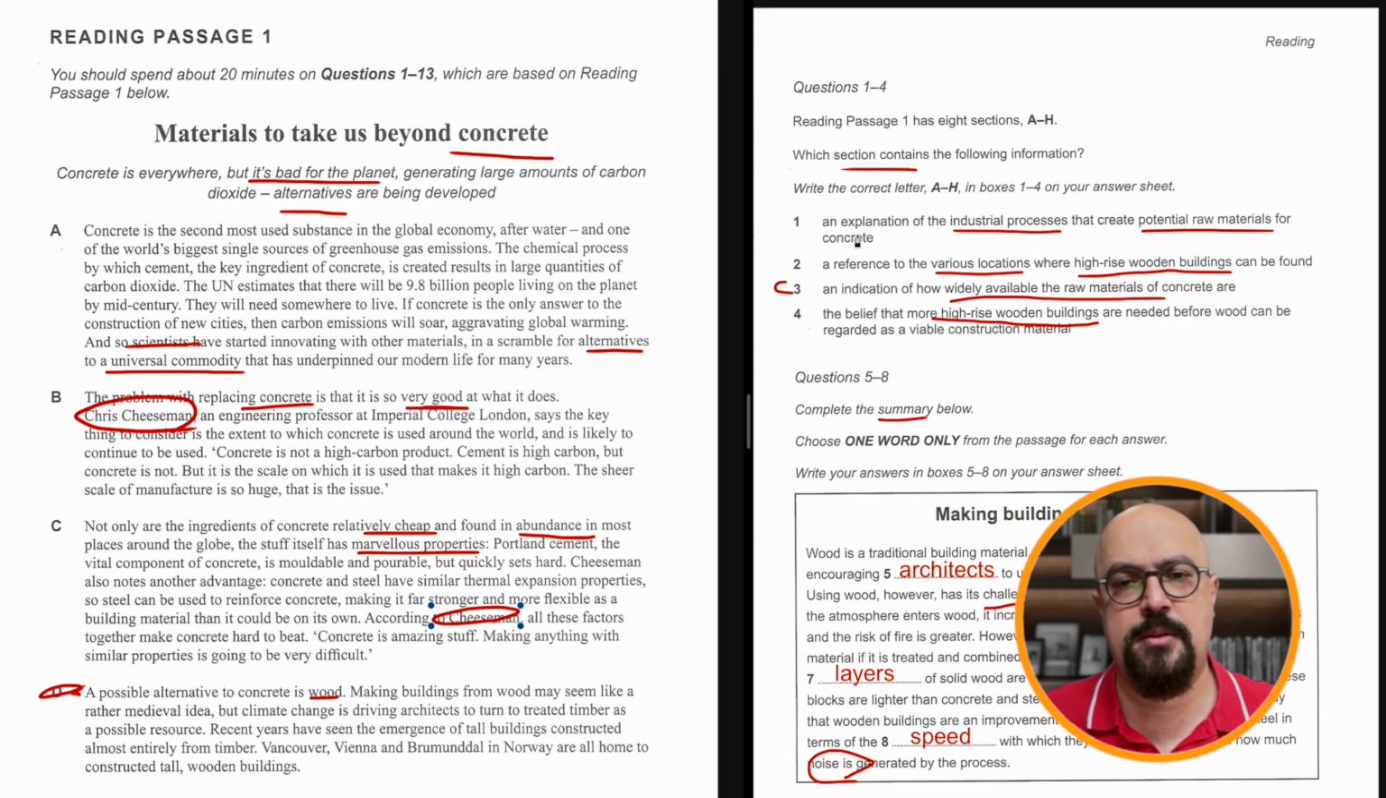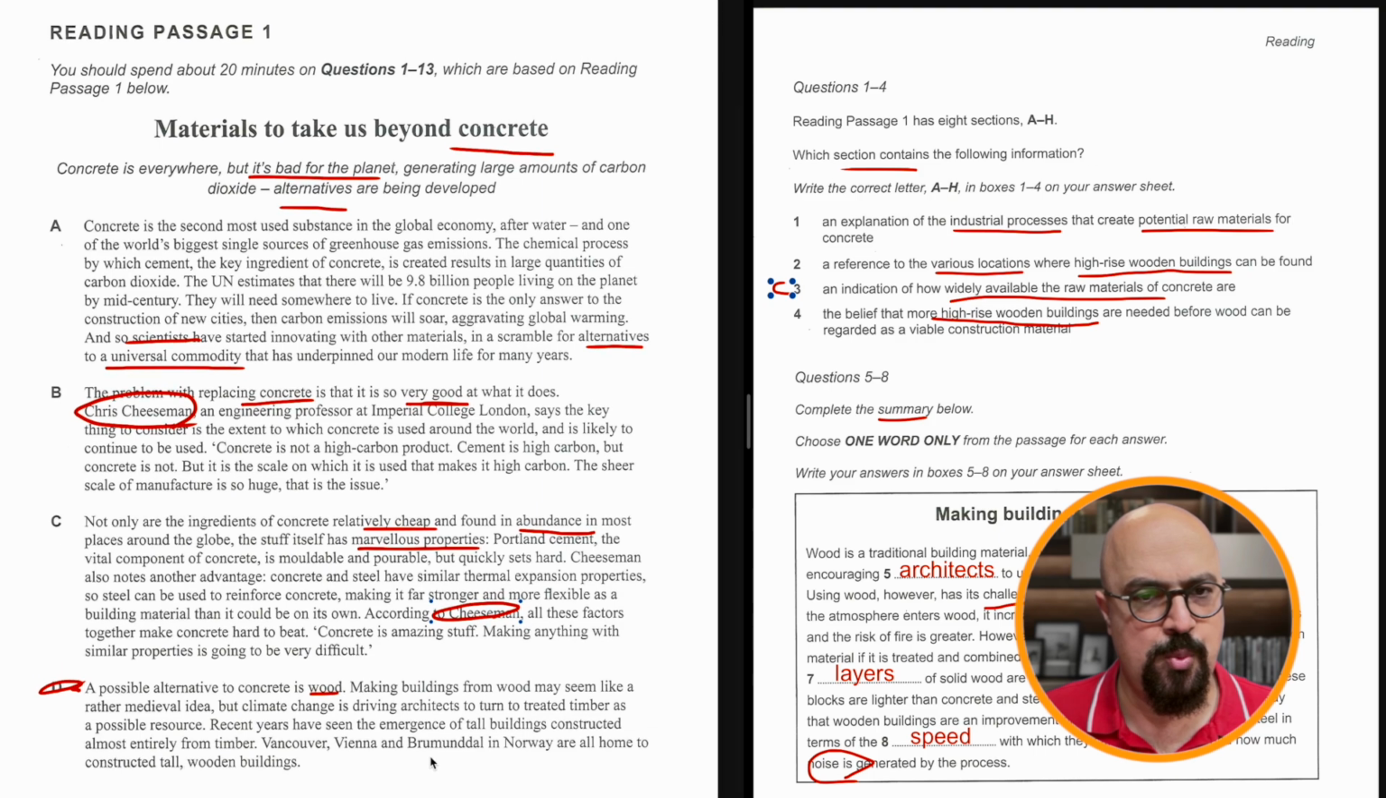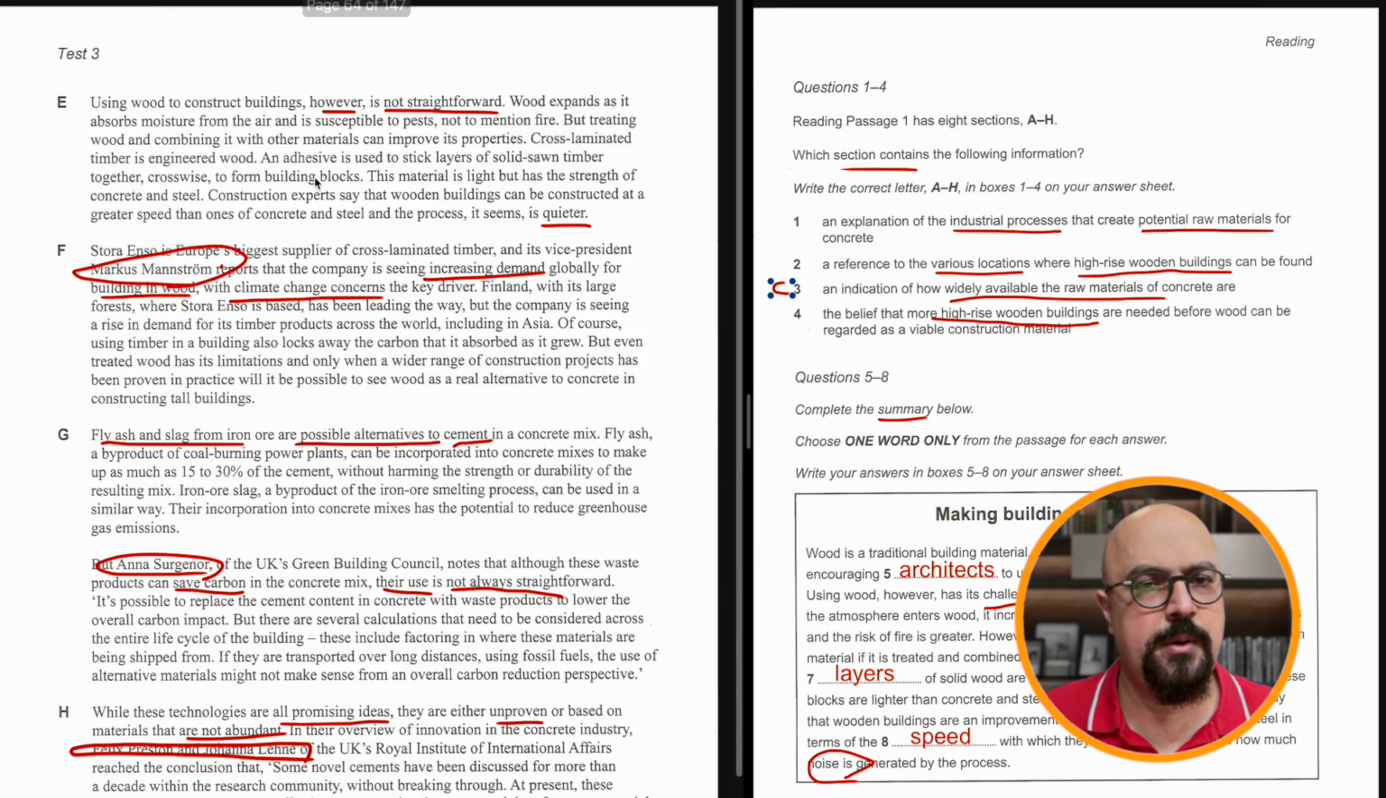Can C be used for another item? No, because it doesn't say so here. When it says you may use one letter more than once, then we're going to have to read C completely. But for now, this is good enough. Now about high-rise wooden buildings. Wood starts from this paragraph. Do you see high-rise buildings here? No. High-rise buildings. Wood. Why can't I find any buildings and high-rise buildings?